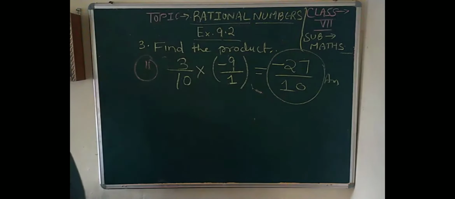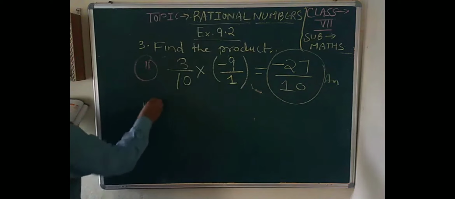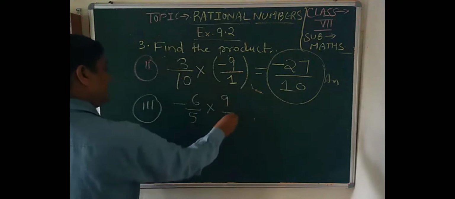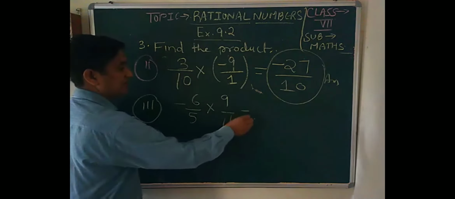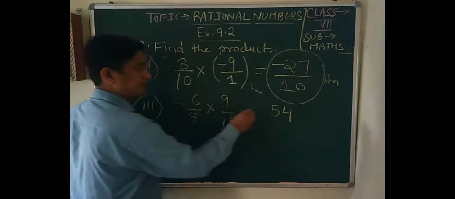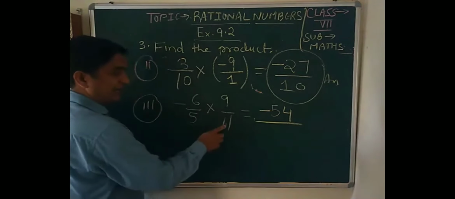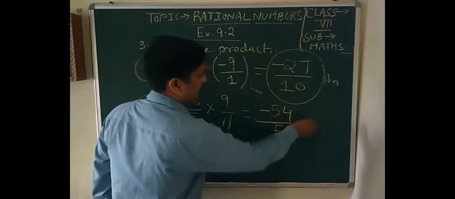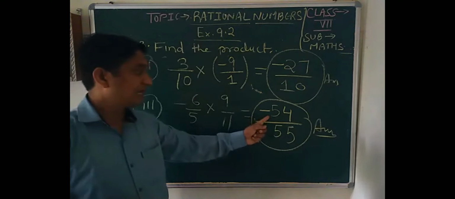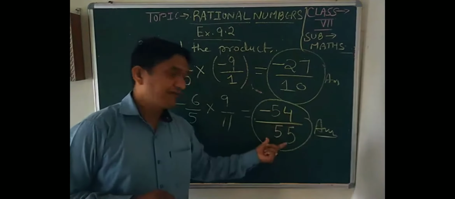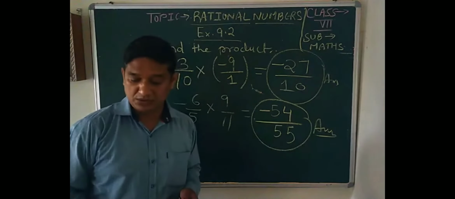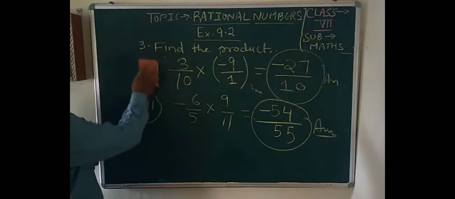We will do one more part, children. Third part, minus 6 upon 5 multiplied by 9 upon 11. Now again multiply, children. 6 9s are 54, plus minus becomes minus, then 5 11s are 55. They are not divisible, so we will write down minus 54 upon 55 as the answer. Now children, try the rest of the parts on your own. After that, we will do question number 4.